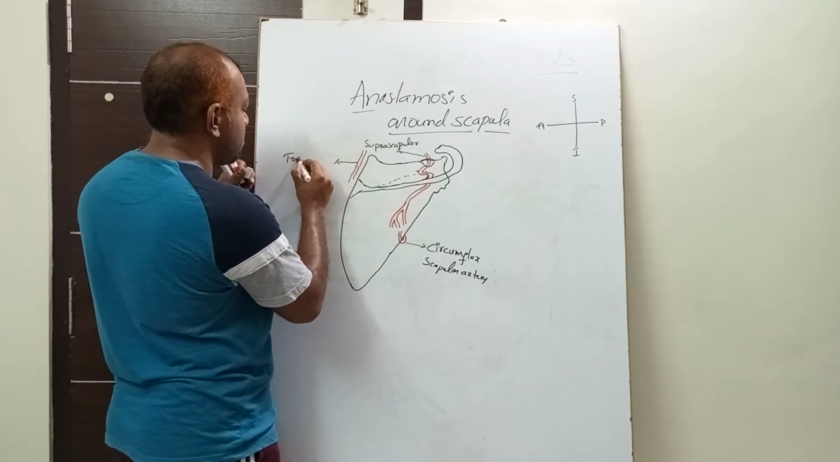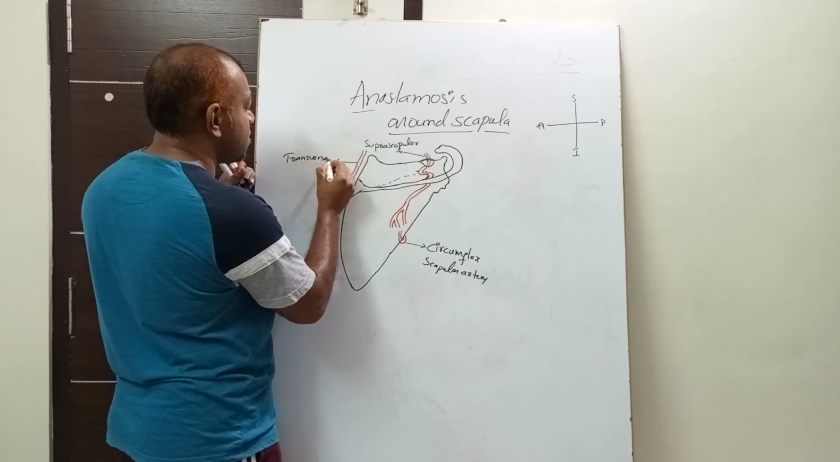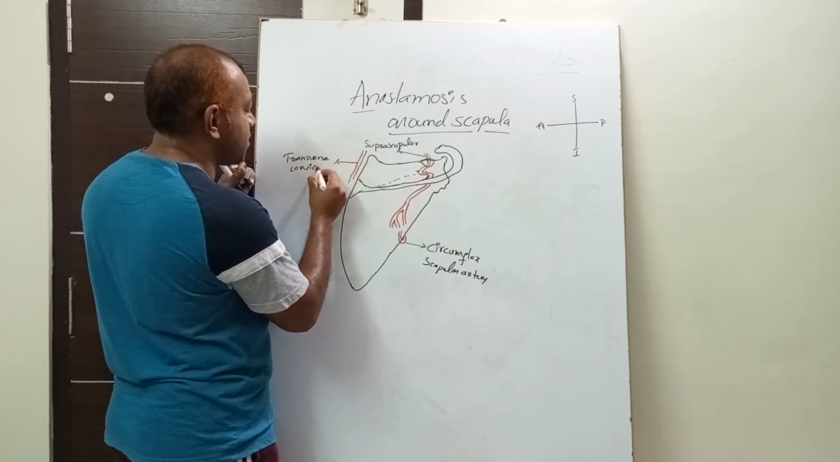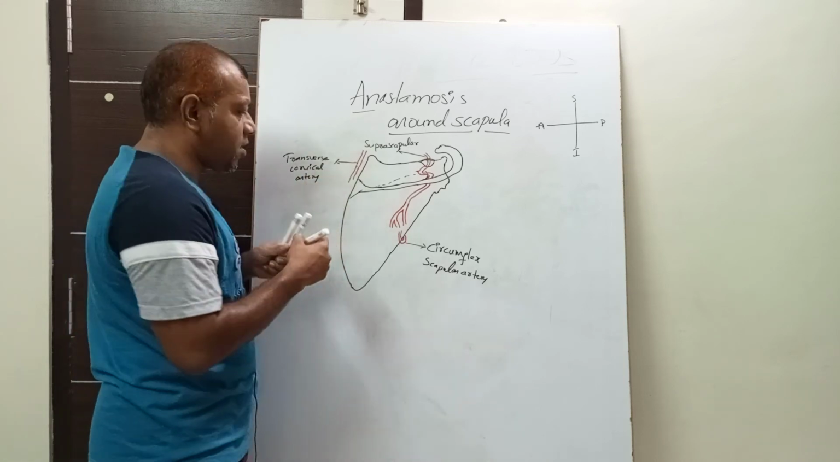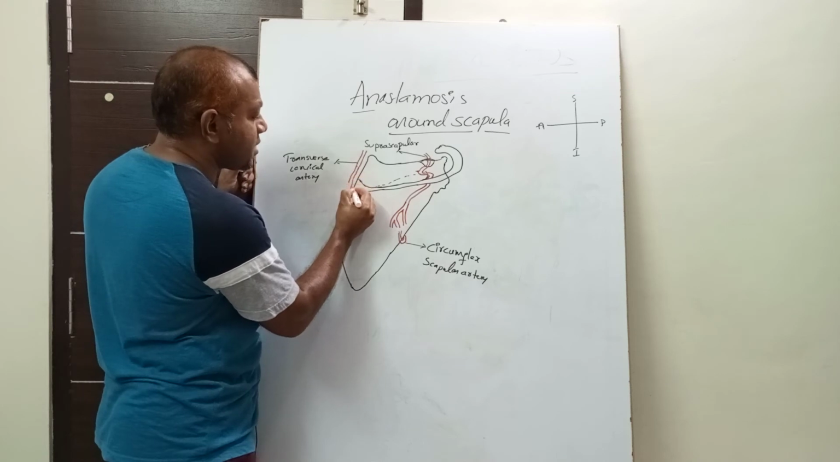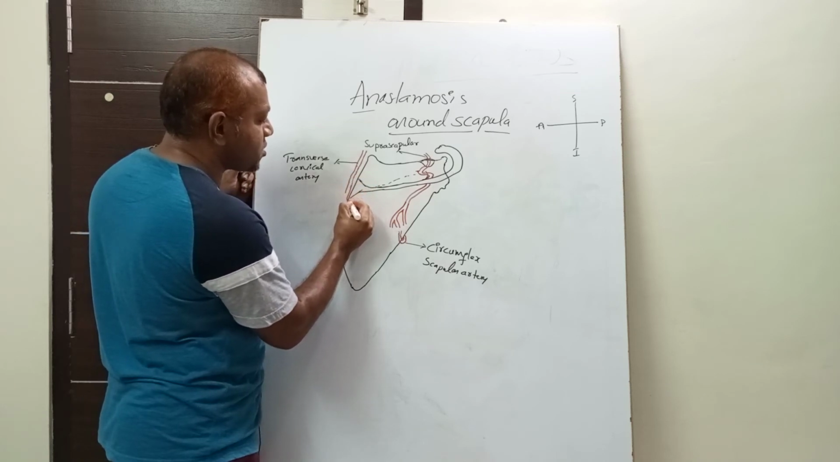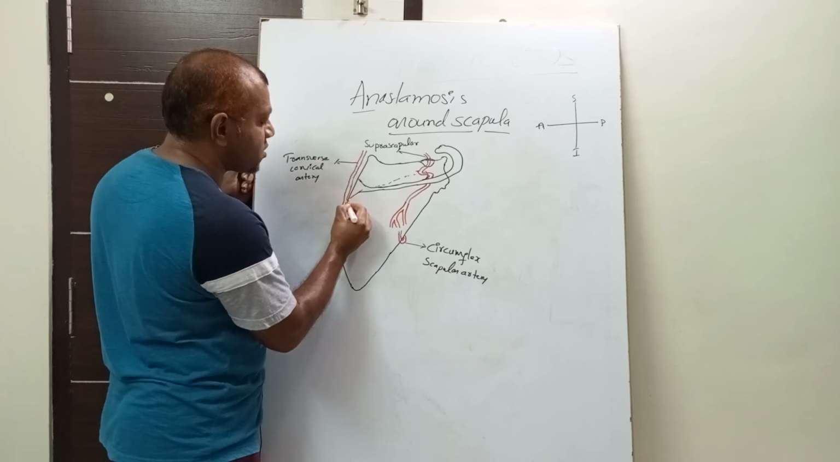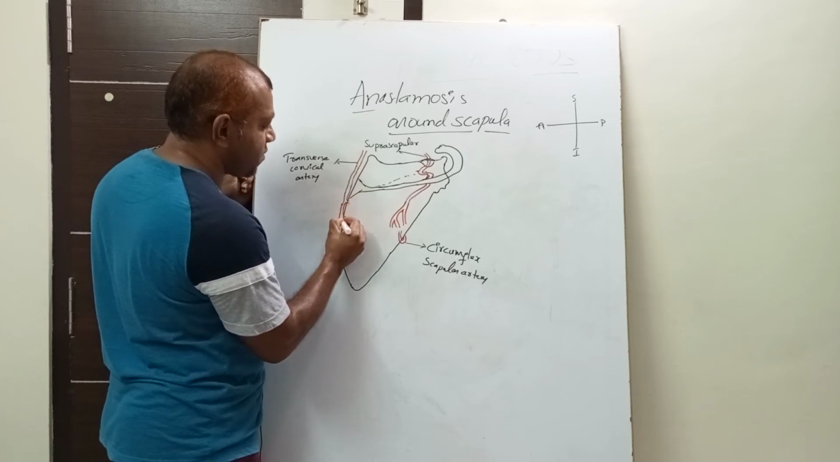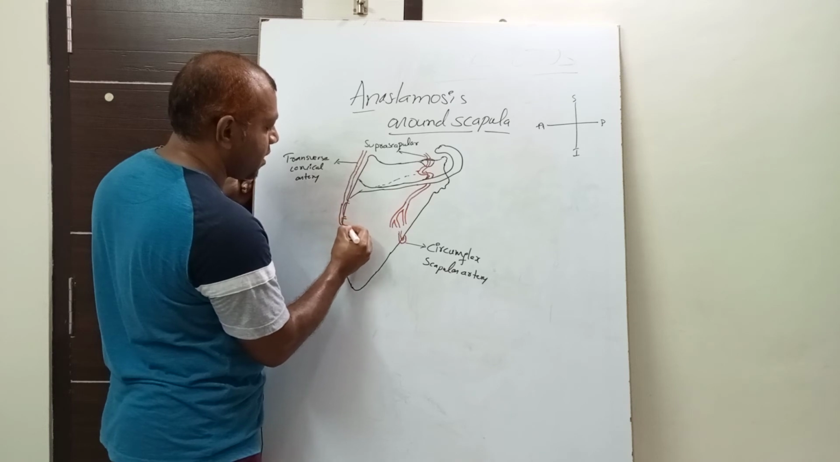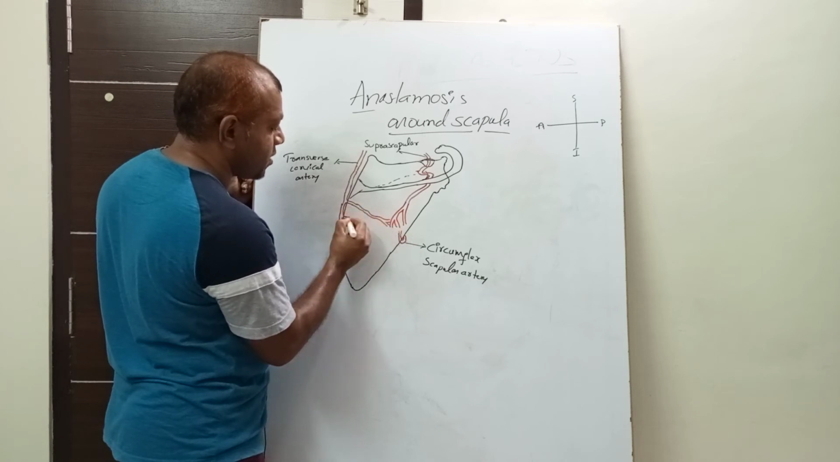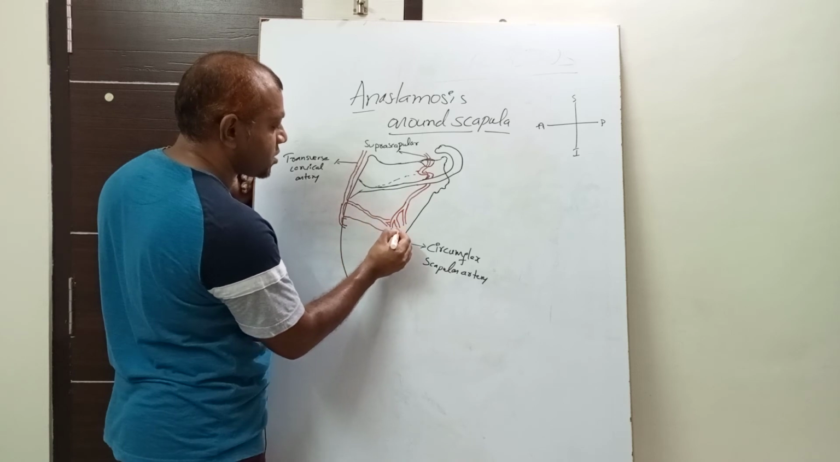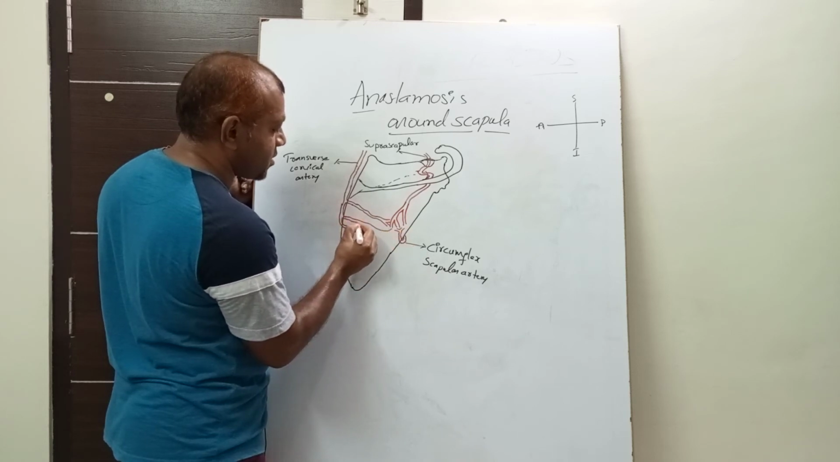This is the transverse cervical artery. This transverse cervical artery runs at the medial border of the scapula, then enters into the deep surface of the infraspinous fossa, and its branches enter the infraspinous fossa. These branches are going to anastomose with the suprascapular artery, and then also with the circumflex scapular artery.